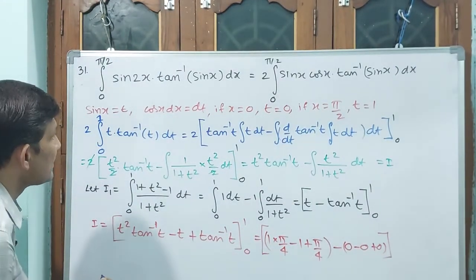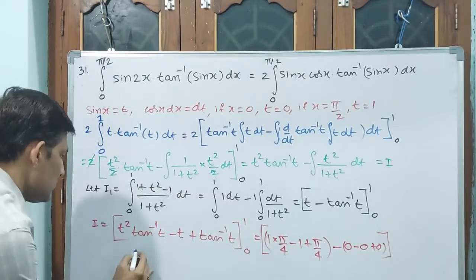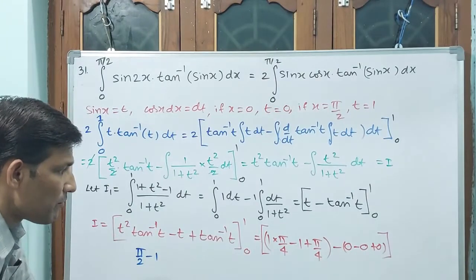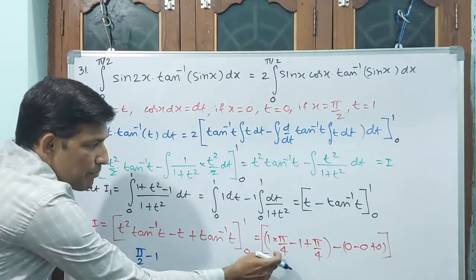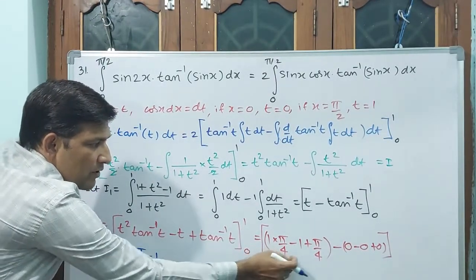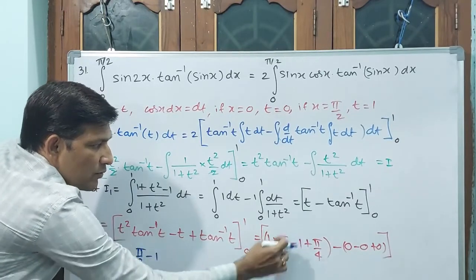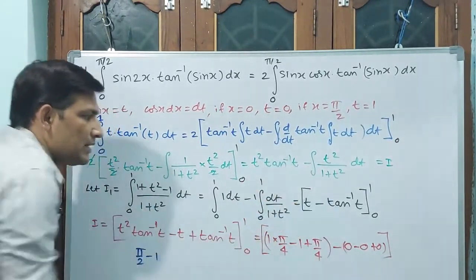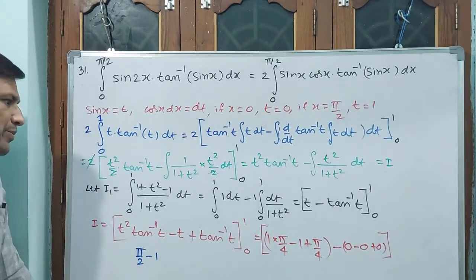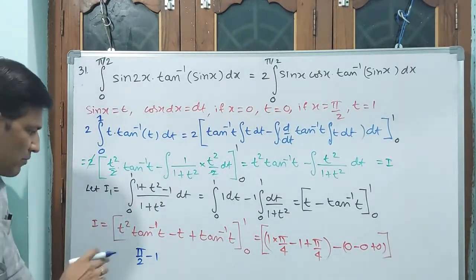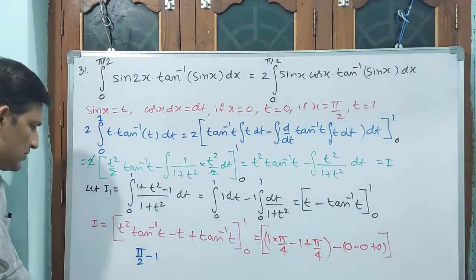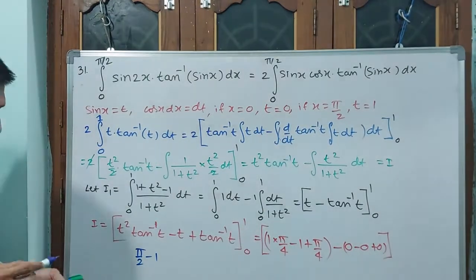Have you done any mistake? Pi by 2 minus 1. How just now? 1 into pi by 4 is pi by 4 plus pi by 4, 2 pi by 4 or pi by 2, both are same. Pi by 2 minus 1. That is not required. Pi by 2 minus 1. Okay. Pi by 2 minus 1 is this thing only. Okay. Take this. We will go for the next question.